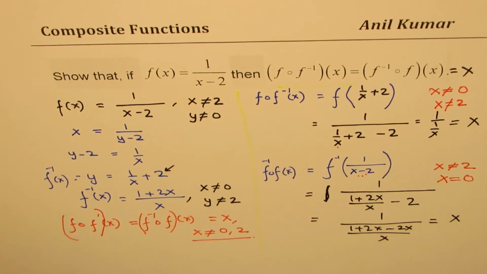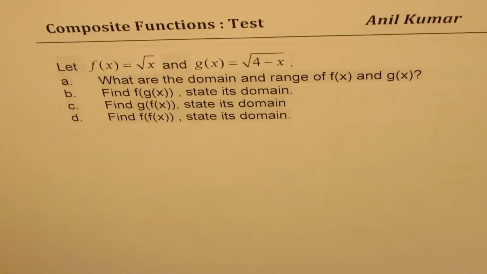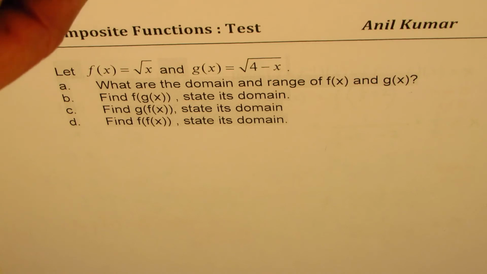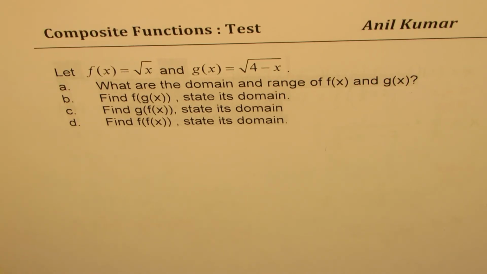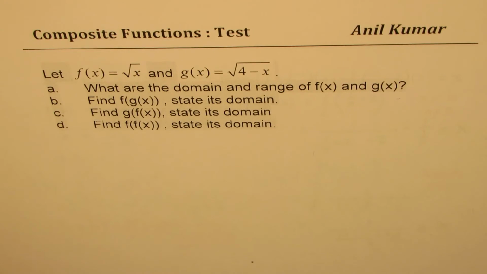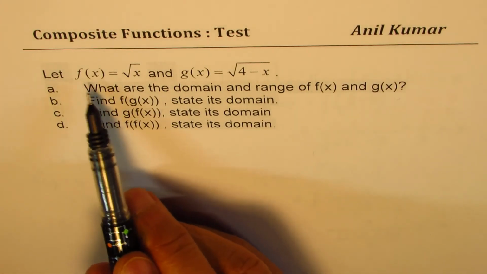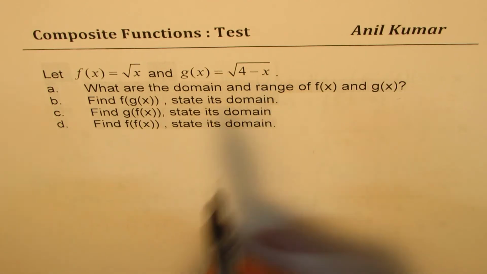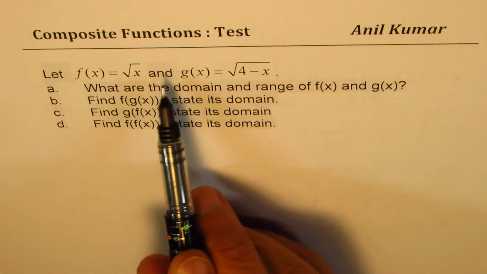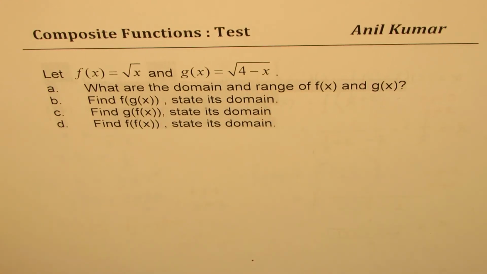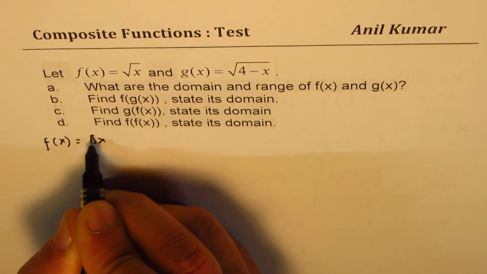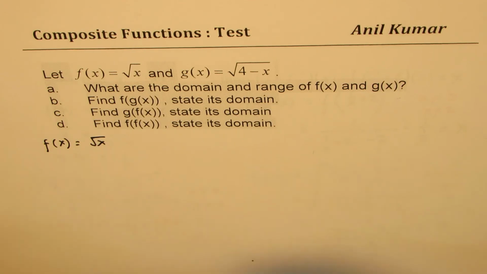Is it okay? Now, let's have your test question, which is right here. I'd like you to copy this question, answer, and then look into my suggestions. The question here is, let f of x equal the square root of x and g of x equal the square root of 4 minus x. What are the domain and range for these two functions? So let's write out the functions. First is f of x equals the square root of x, and we know the domain and range.